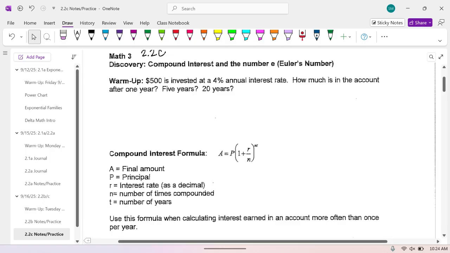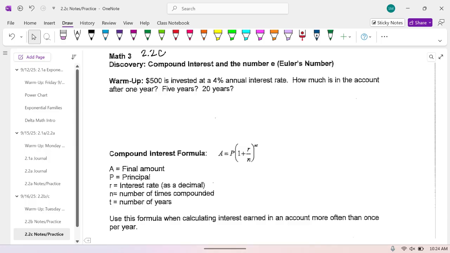So, just to kind of get us started, we're just going to do this first problem using our exponential growth. Well, we already know about exponential growth. Okay? So let's set up the function for $500 invested at a 4% annual interest rate. How much is in the account after 1 year, 5 years, 20 years? So, using our growth function, A is equal to P times 1 plus R to the T power. All right?